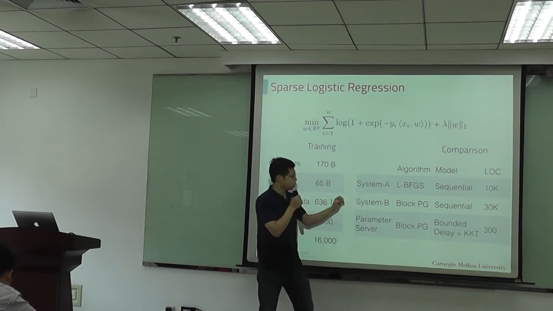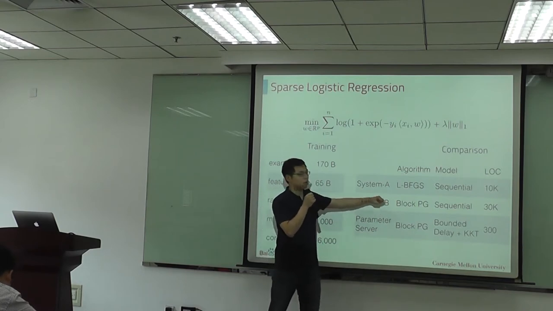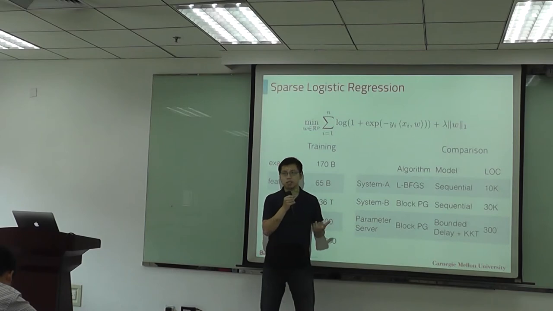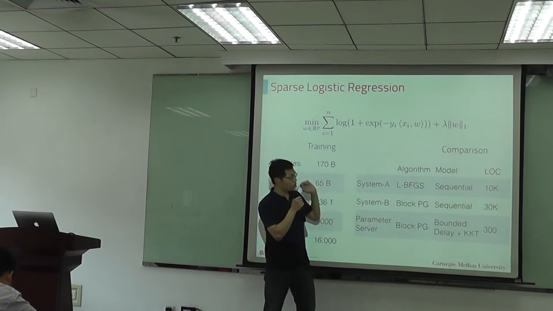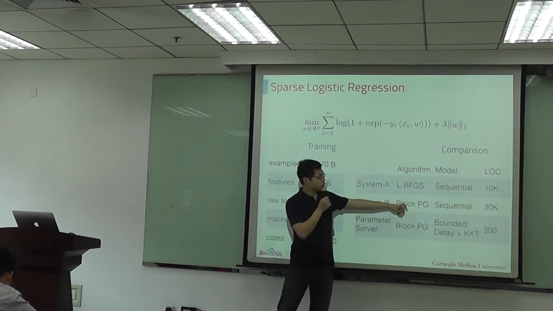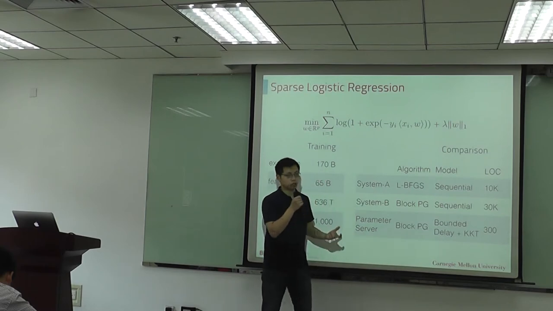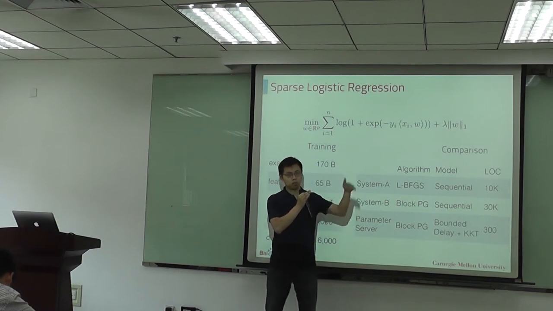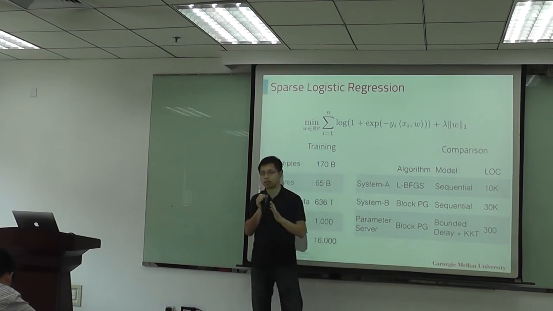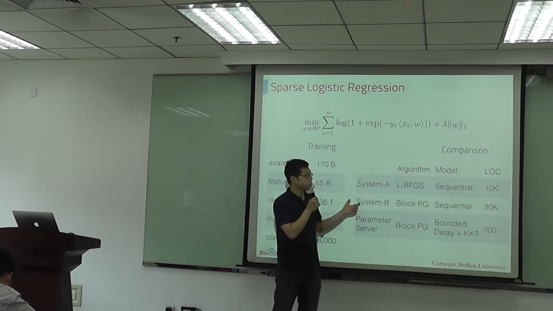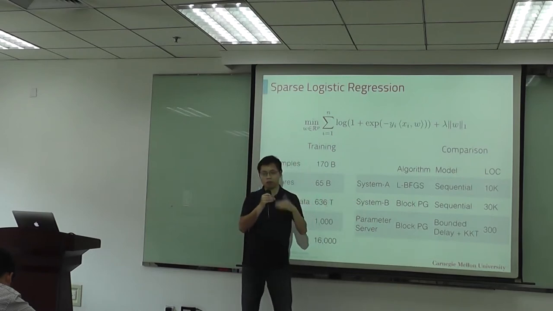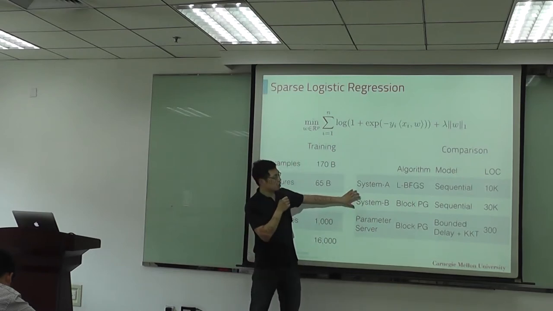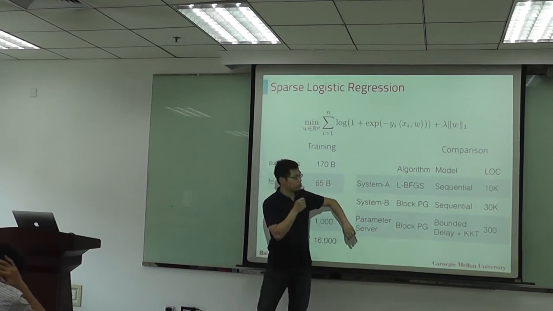And this is System B. It uses a very similar algorithm, the block coordinate descent we discussed previously. And the consistency model is sequential. This time is wait. The previous iterative block has been updated and the result has come back, and then it starts the next step. This is much more complex than the previous system, so you spend more lines of code.